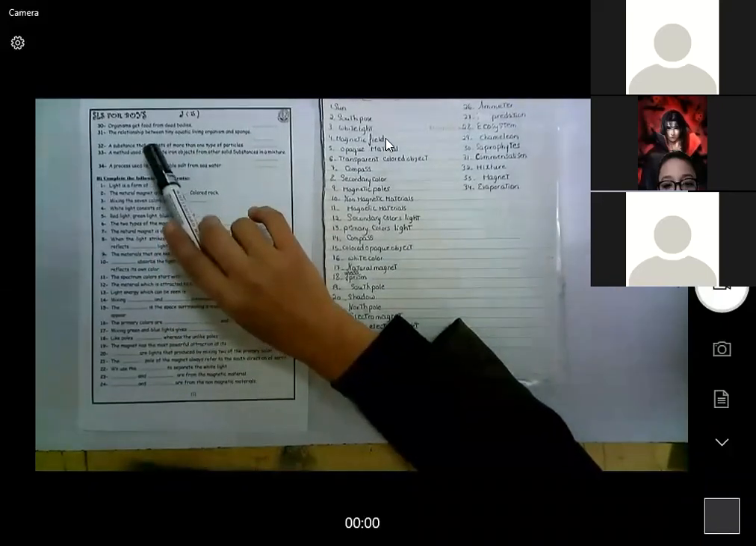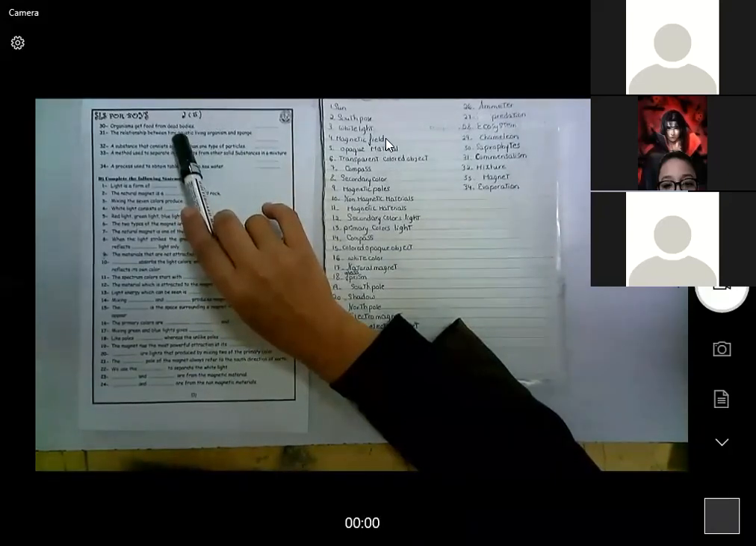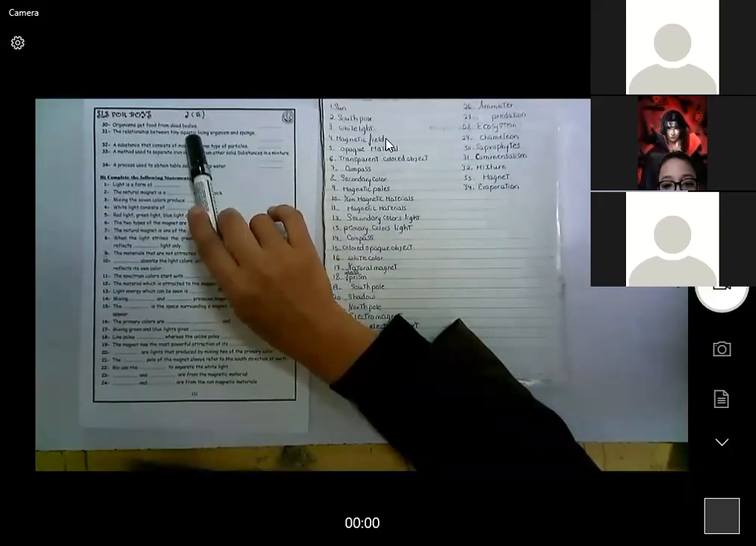30. Organisms get food from dead bodies. What is the name of the organism that gets food from dead bodies? Saprophytes. Yes, saprophytes are the organisms that get food from dead bodies.